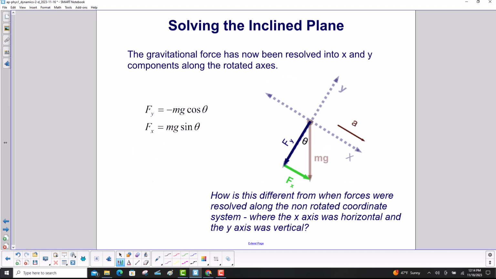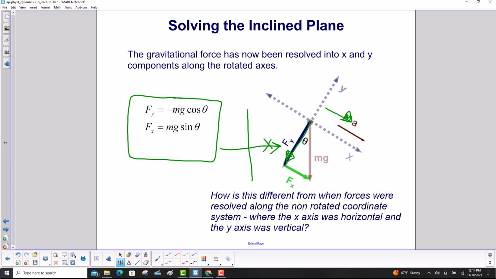The gravitational force has now been resolved into x and y components along the rotated axes. F sub x is positive because it's in the same direction as the expected acceleration, and F sub y is negative because it's into the incline. How is this different from when forces were resolved along the non-rotated coordinate system, where the x-axis was horizontal and the y-axis was vertical? Just like this, right? We had x here and y there.